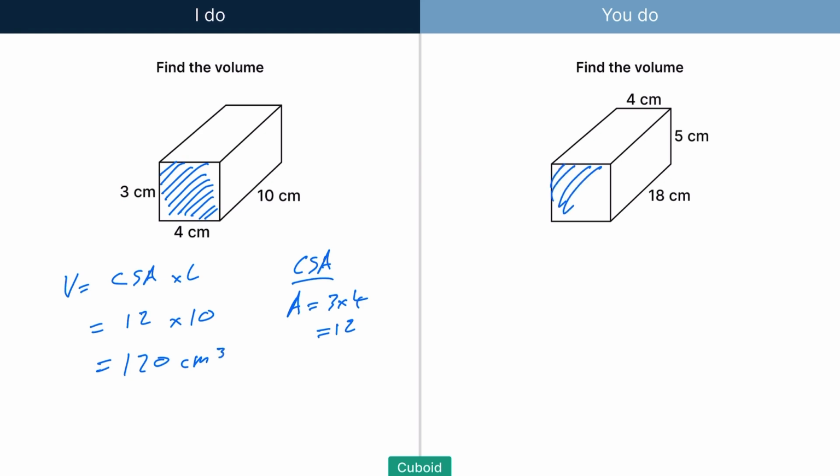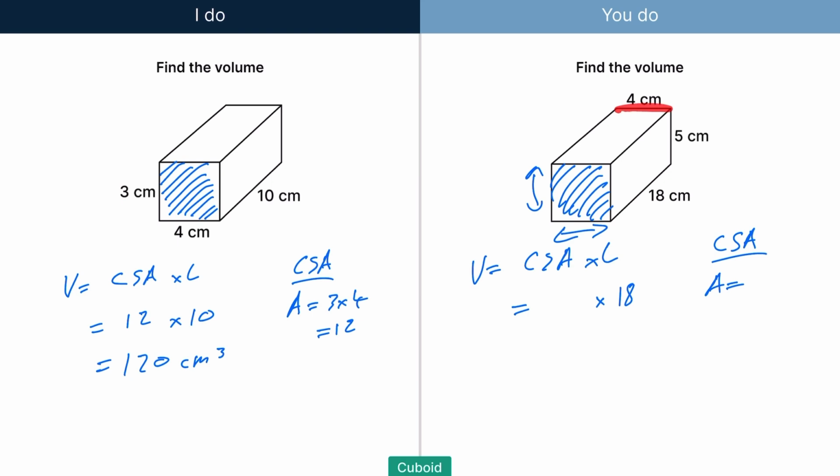And again, hopefully you press pause and had a go at this one. So again, the volume is cross-section area times length. The length is 18, the cross-section area. So the area is just the height and the width. So that's just going to be the 4 there that we've been given, and the 5. So 4 times 5, and that's just 20. And then we just do 20 times that by 18. And that's 360 centimeters cubed.